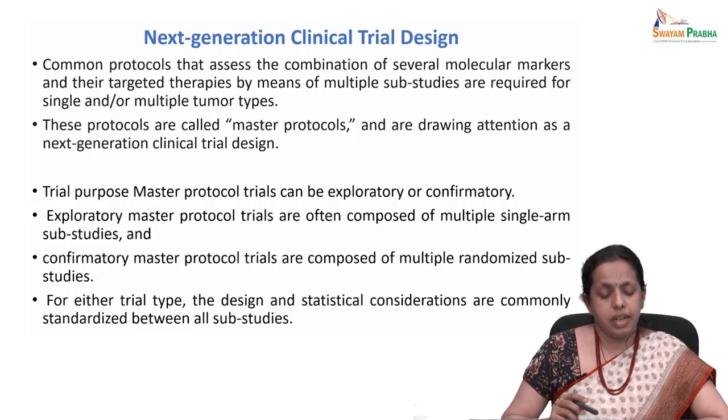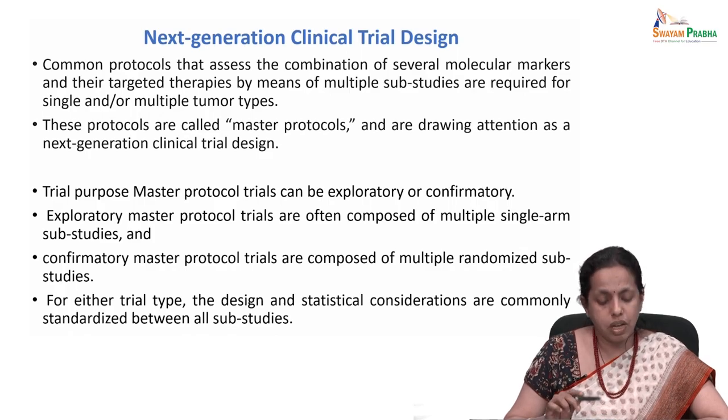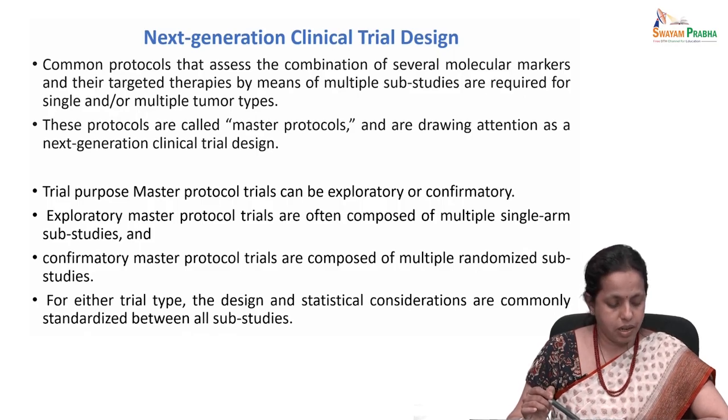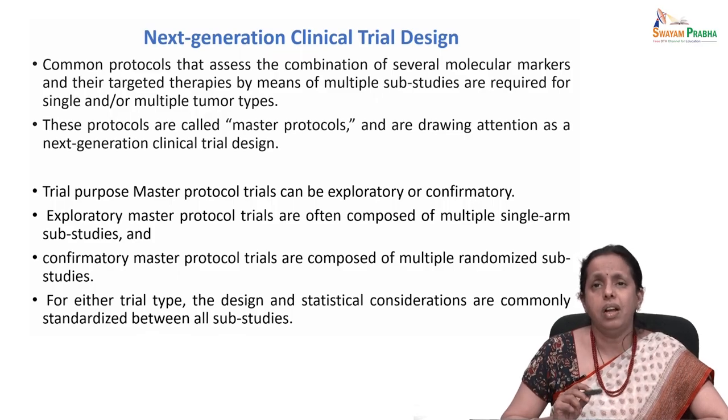You have common protocols that assess the combination of several molecular markers and their targeted therapies by means of multiple sub-studies, and they are required for single or multiple tumor types. These protocols are master protocols and are drawing attention as next generation clinical trial designs. Master protocols can be either exploratory or confirmatory. Exploratory ones are mostly single arm sub-studies, and confirmatory master protocols are multiple randomized sub-studies. For either trial type, the design and statistical considerations are common standards for all sub-studies.